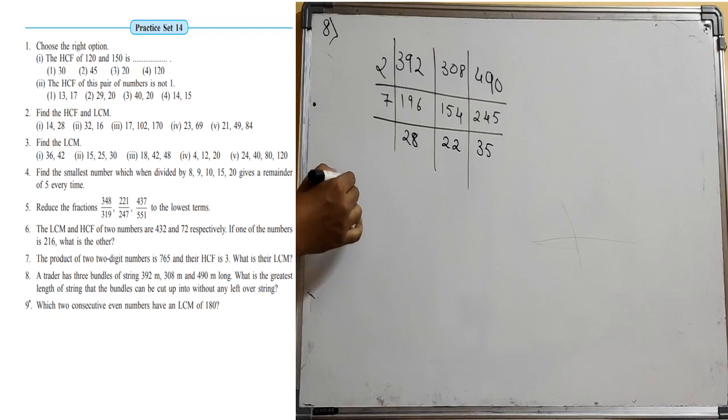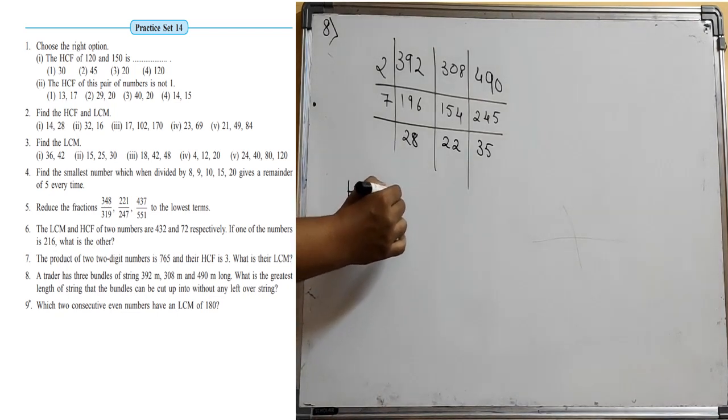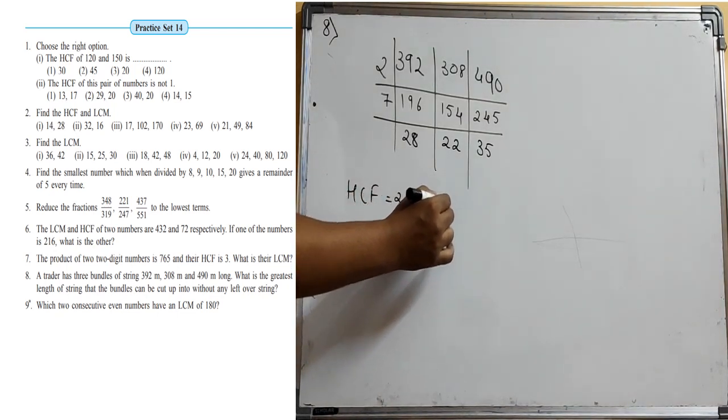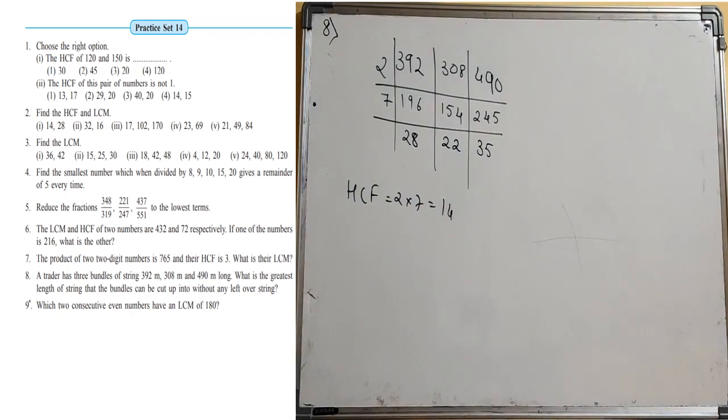So your HCF is 2 into 7, that is equal to 14. So the trader has to divide the strings into pieces of 14 meter each, and that length will be the greatest length of those parts wherein you won't have any remainder strings.